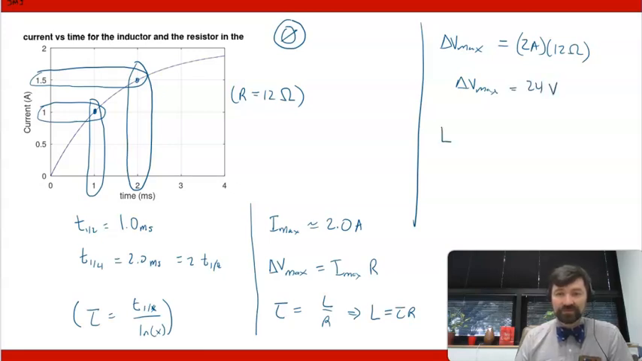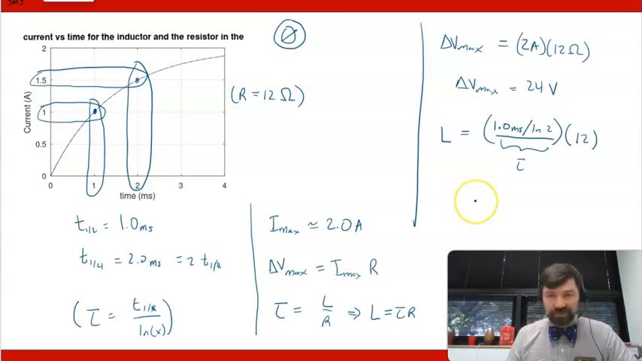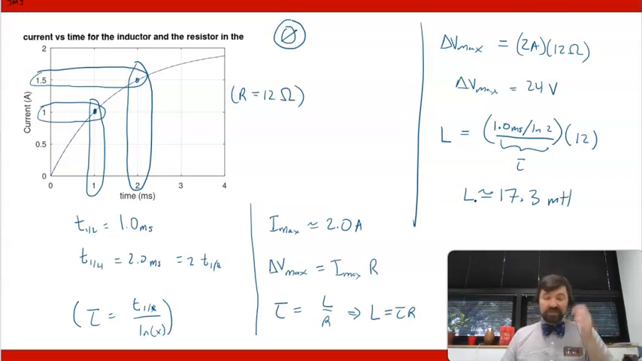And likewise, my inductance is tau, so let's say 1.0 milliseconds divided by the natural log of 2, and that is my tau, times R, which is 12. So plug it into the calculator, and we get L is approximately 17.3 millihenries. And that's basically it.